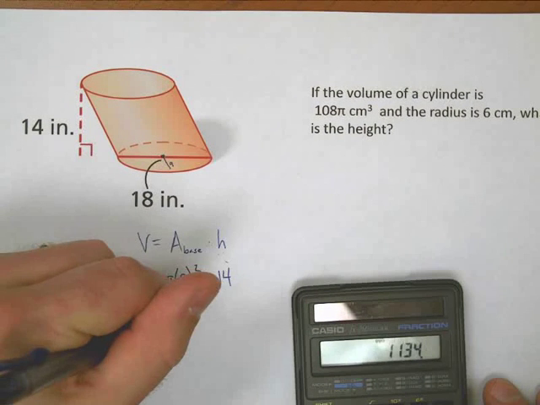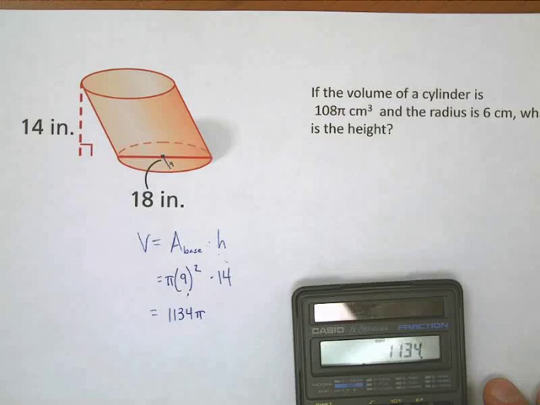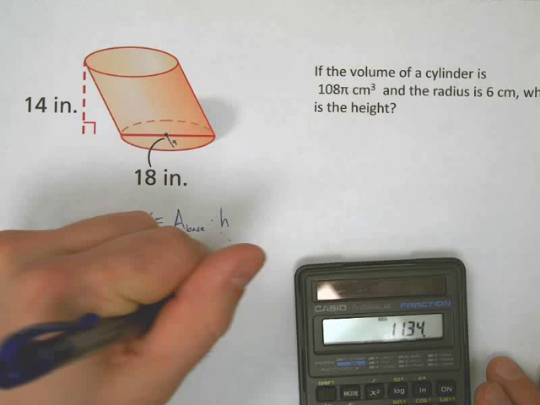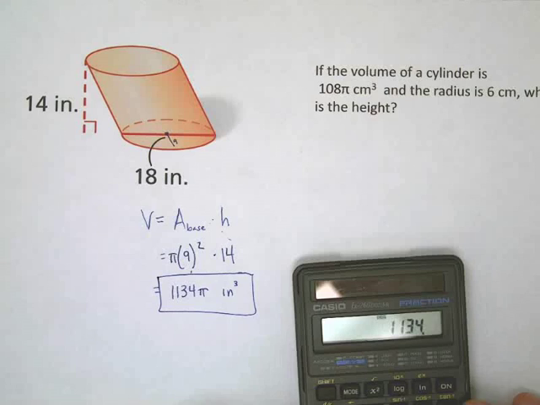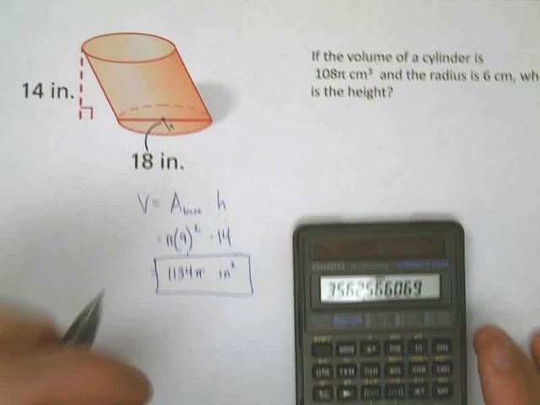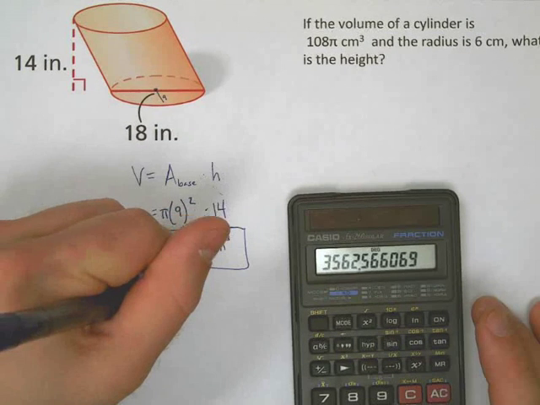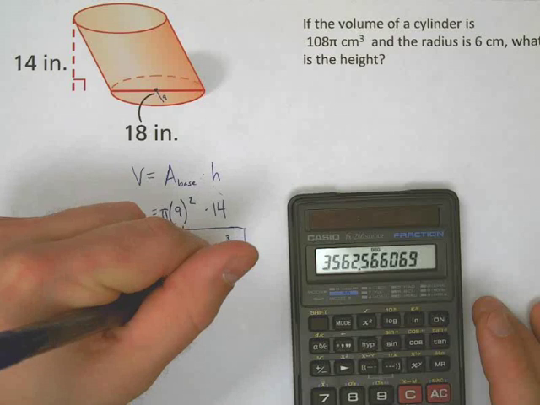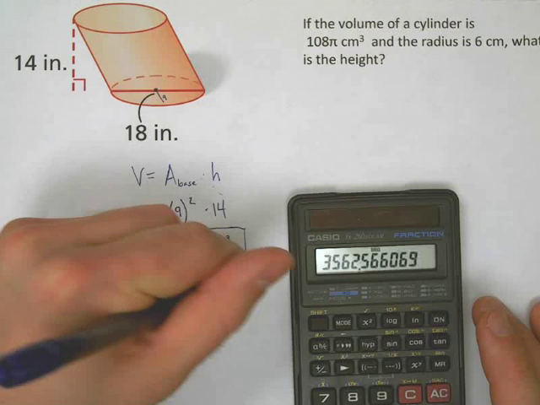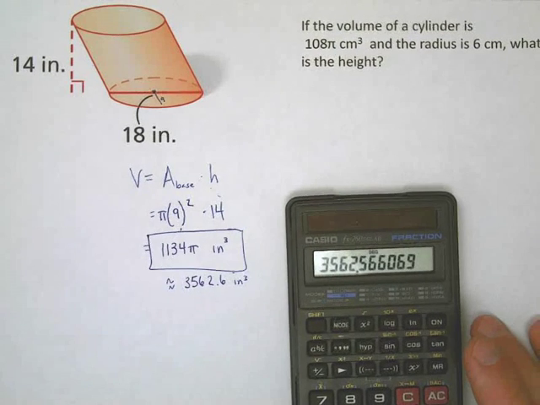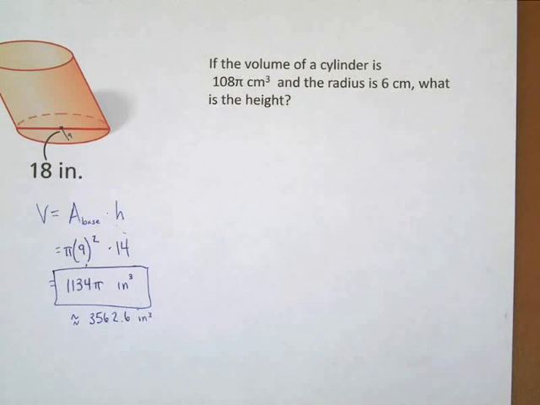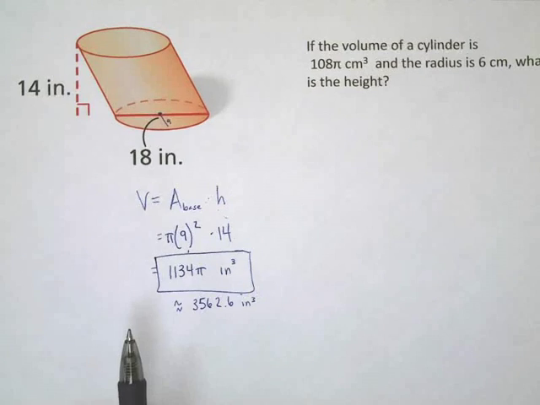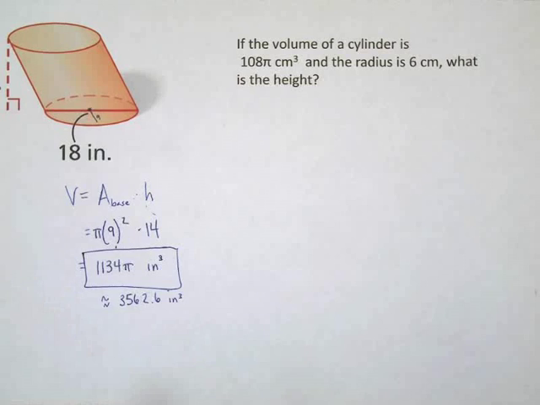which is 1134. I have 1,134 pi for the volume of the shape, and that's in inches, so that would be cubic inches. If I wanted to, I could multiply it by pi, 3.14. It's approximately 3,562.6 cubic inches. But here's what I know. The question was, oh, here we have a second question. Okay. Sorry. Those look related, don't they? I apologize for that.